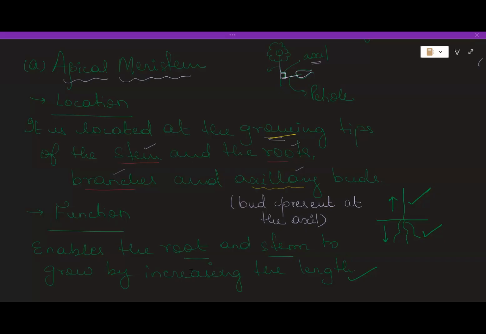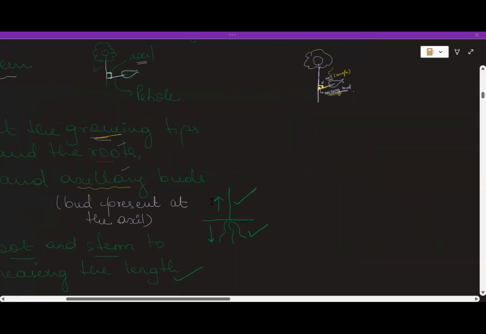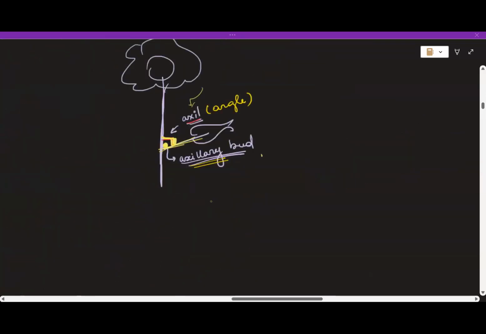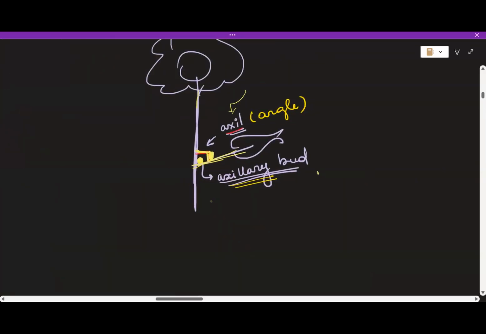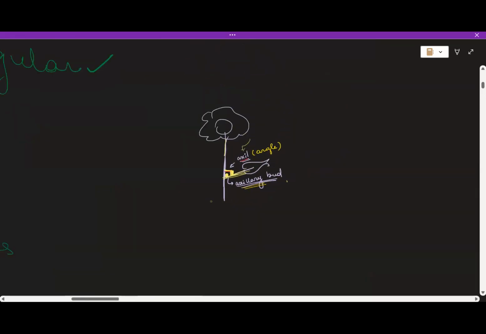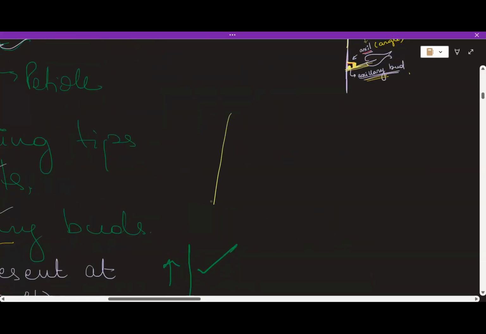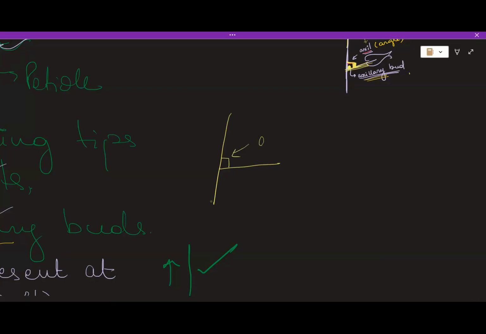Ma'am, what is written after branches and? Axillary bud. See, I'll tell you. For example, look at this picture. This is the stem, okay? And from the point where the leaf is coming out, the angle that is being made here is called the axil, okay? And if the axil has a bud in it, then we call that bud an axillary bud, meaning the bud that is present at the axil of the plant. Clear? Yes, ma'am.